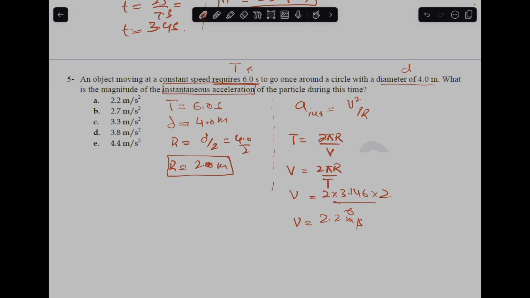And when you substitute this v, we get 2.2 squared divided by 2, which gives 2.42. So the acceleration is 2.42 meters per second squared. We don't have any option listed, but we have option F, which is 2.42 meters per second squared. This is your answer.